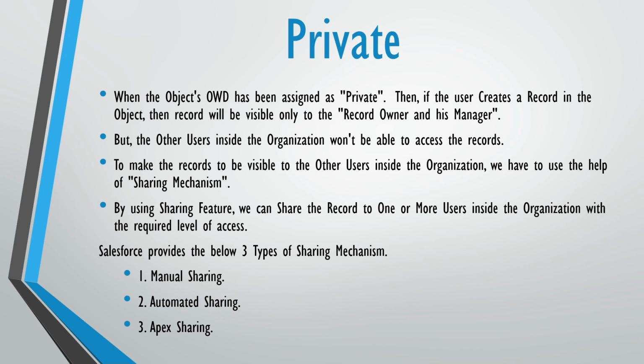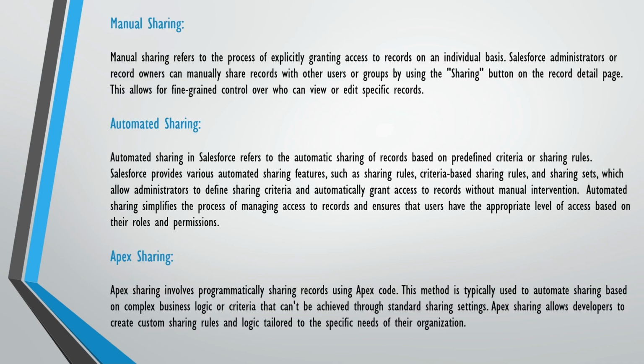To make the records visible to the other users inside the organization, we have to use the help of a sharing mechanism. By using the sharing feature, we can share the record with one or more users inside the organization with the required level of access. Salesforce provides the below 3 types of sharing mechanism. 1. Manual sharing. 2. Automated sharing. 3. Apex sharing.